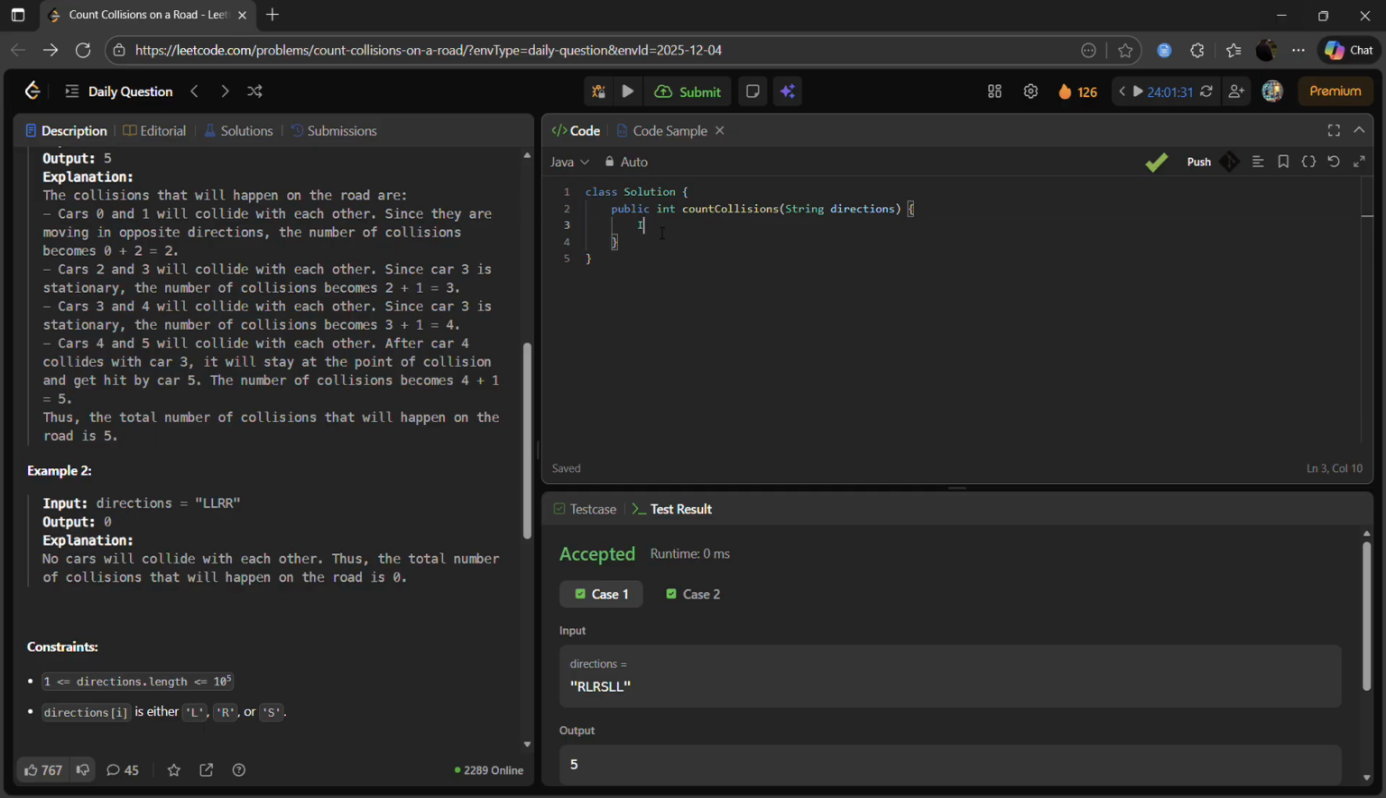Now let's write the condition for that first. So int n is equal to directions dot length, right? And okay, you can call this j.